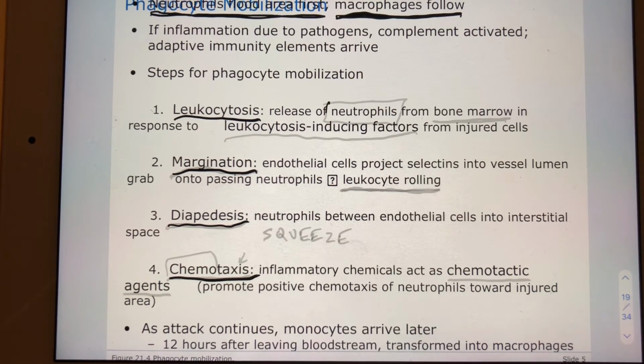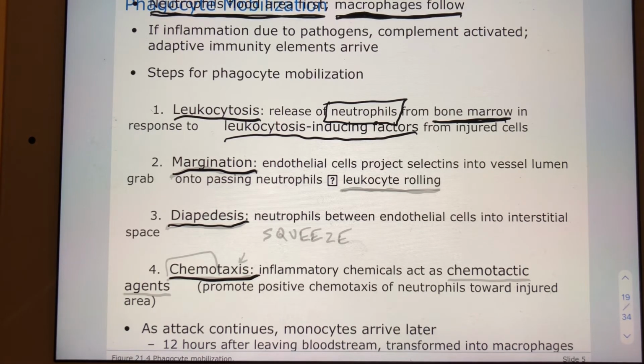And specifically, what we want to churn out like crazy are neutrophils. Okay. Our bone marrow is told to engage in leukocytosis, specifically of neutrophils, because injured tissues are sending out chemical messengers called leukocytosis-inducing factors.